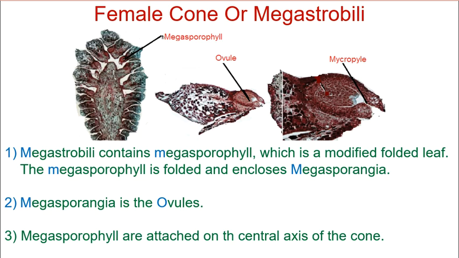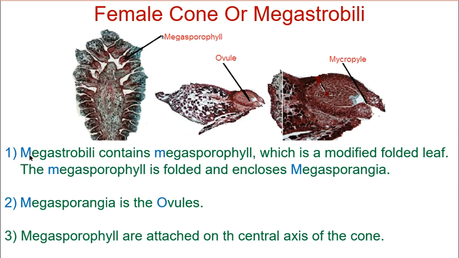Moving forward, this is the female cone. Now you can see this is the central axis, and megasporophylls are there. If we pluck one megasporophyll, it will look like this. The leaf is modified and at the end it is folded. Inside the fold the ovule is situated, and at the base position one micropyle is also present.